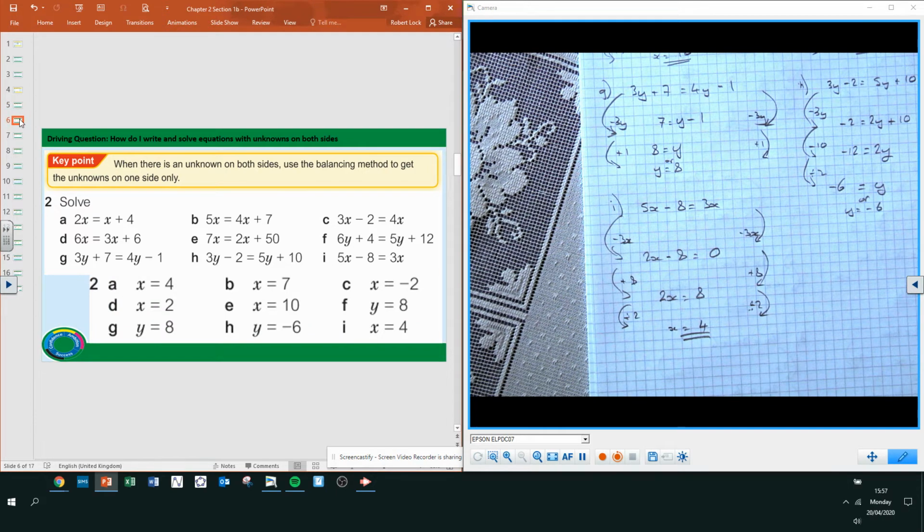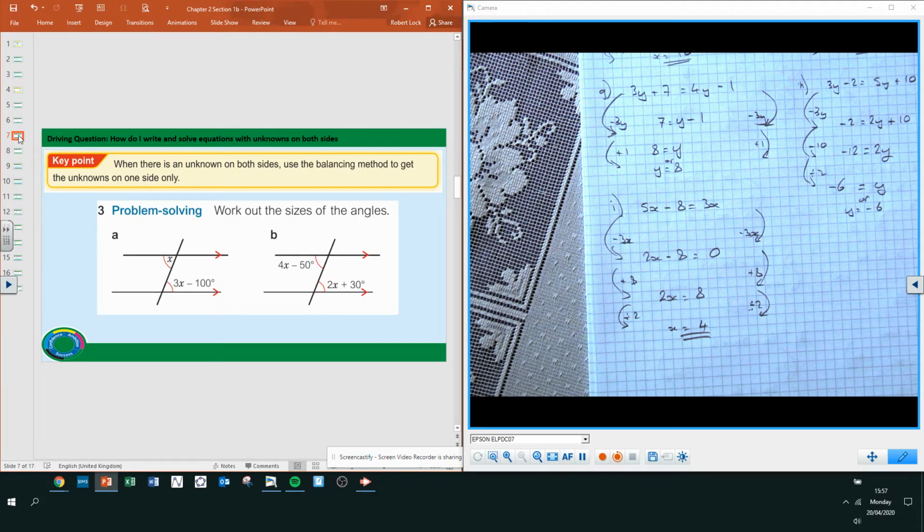Did you get the right answers? Here are the answers now. So A, x is 4. B, x is 7. C, x is minus 2. D, x is 2. E, x is 10. F, y is 8. G, y is 8. H, y is minus 6. And I, x is 4.